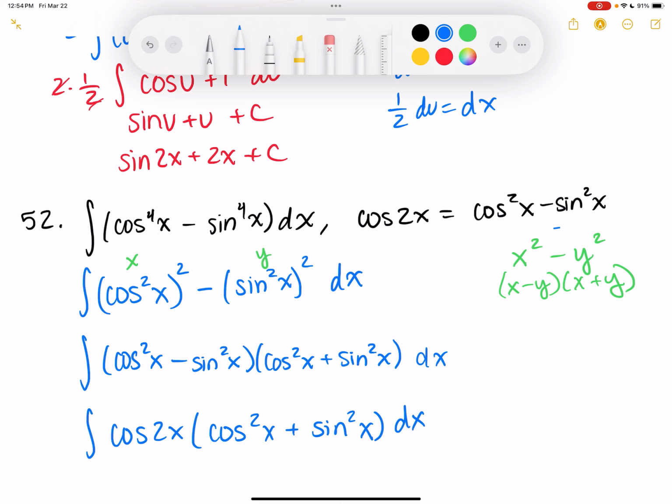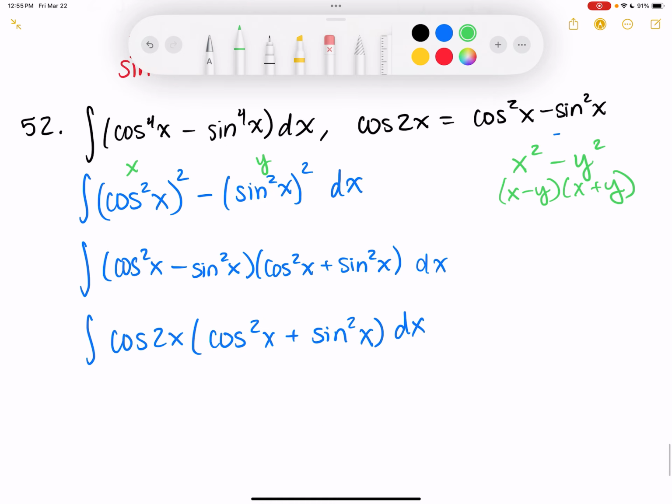What else do I have here? That equals 1. Cosine squared plus sine squared is equal to 1. It's a Pythagorean identity. I'm just going to reference it over here since Nathan's not here.